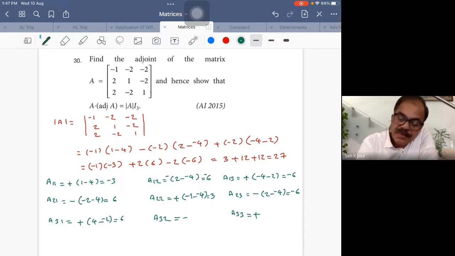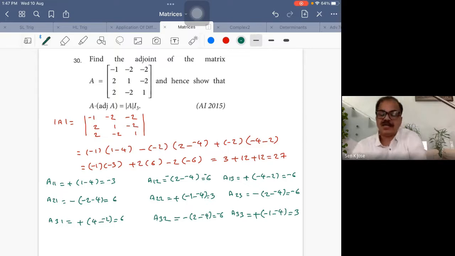Then A32, this is the element, delete the row and the column it contains, cross multiply 2 minus 4, it's going to be negative 6. And A33, that's the element, delete the row and the column it contains, cross multiply minus 1 minus 4. So that's going to be 3. I hope they are correct.